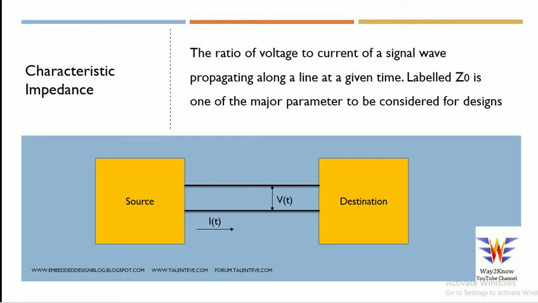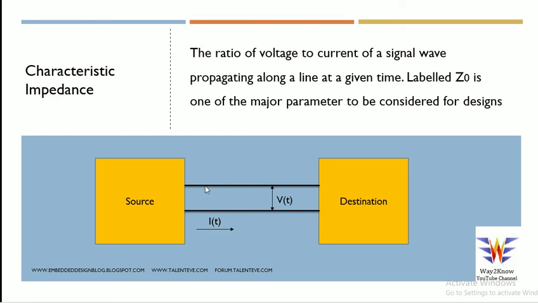If you see the image here, there is a source and a destination, and the two lines between them can be called a transmission line. When a signal is being forwarded from source to destination, if we take any specific point of time, at that instant the ratio of voltage to current gives the characteristic impedance. That's a simple definition of characteristic impedance.